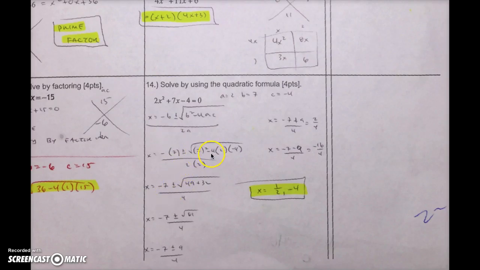Here, remember this is -4 times a times c, so -4 times 2 is a -8. -8 times -4 is a positive 32. You'll add there. Square root of 81 is 9. Here you're going to separate your answer into 2 here, and you'll simplify, and you'll get 1/2 and -4.